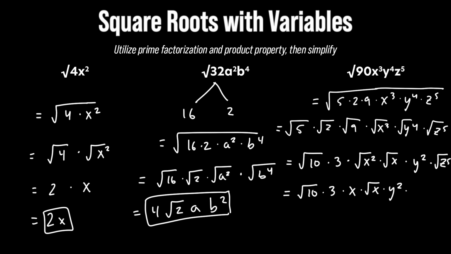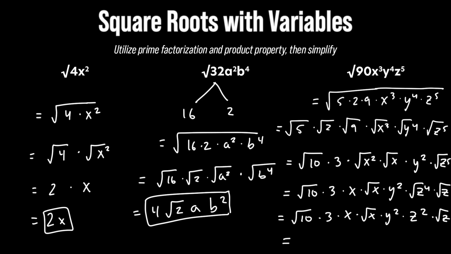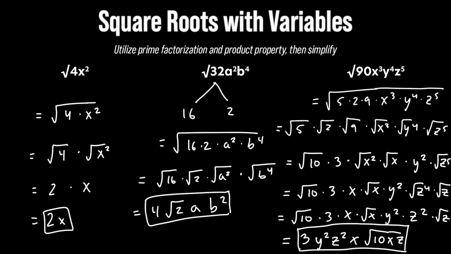Square root of z to the 5th can be broken up into square root of z to the 4th times square root of z. And finally, we're going to get square root of 10 times 3 times x times square root of x times y squared times z to the 2nd times square root of z. So now if we write this all into one expression, we'll get 3y squared z squared x square root of 10xz. So this is going to be our simplified expression.